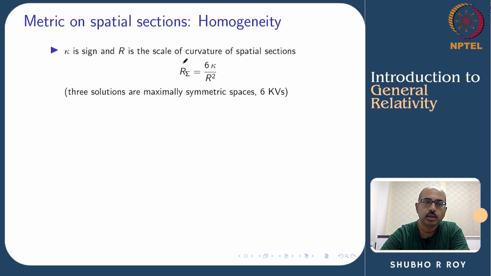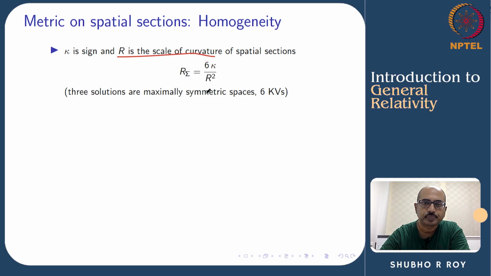Their significance becomes obvious when we compute the curvature. In particular, if we compute the scalar curvature, the Ricci scalar, it turns out that the Ricci scalar is constant at any point on the spatial section, and is given by 6 kappa over r squared. So kappa determines the sign of the curvature, whether it's positively curved, negatively curved, or not curved at all, like flat. And r sets the scale of the curvature. The bigger the r is, the smaller the curvature is.